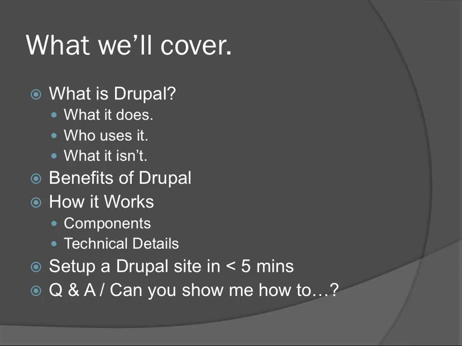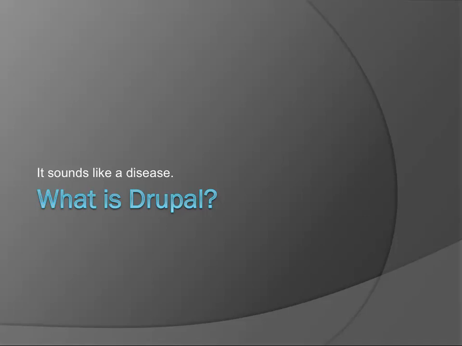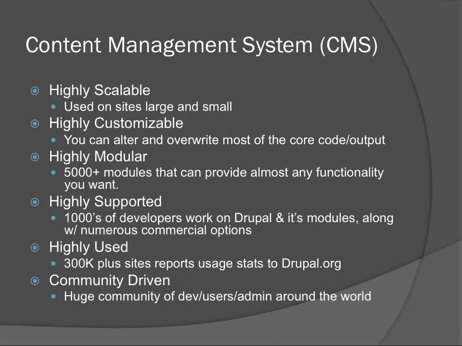So let's get started. So what is Drupal? That is the main question a lot of people ask. It's got a funny name, but what is it? Drupal is a content management system, and what that means is that it is software that helps you manage your site without having to know how to code. It is highly scalable. Like I already mentioned, it's used on sites large and small. Everything from Fortune 500 companies all the way down to small businesses in your local area. It is incredibly customizable.